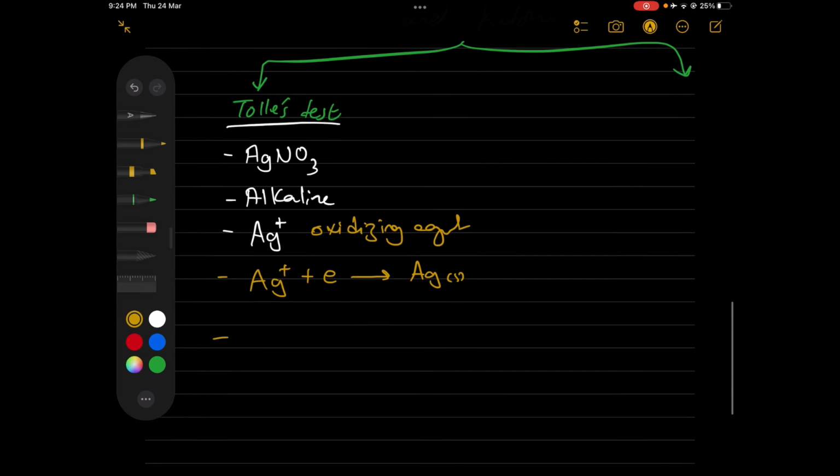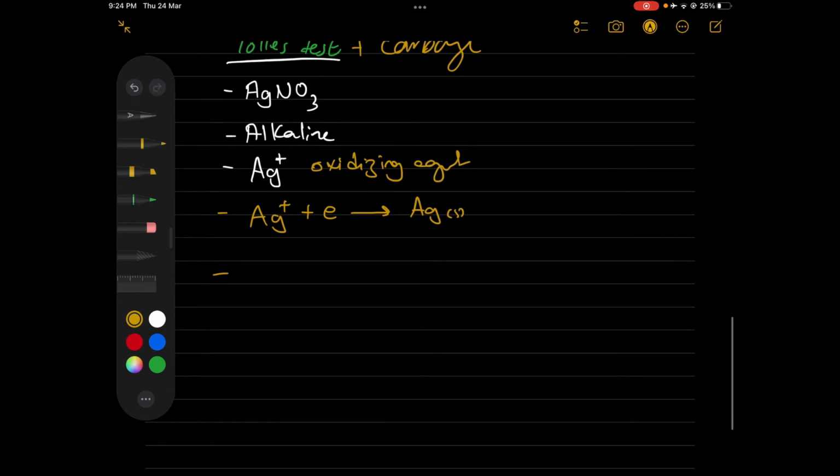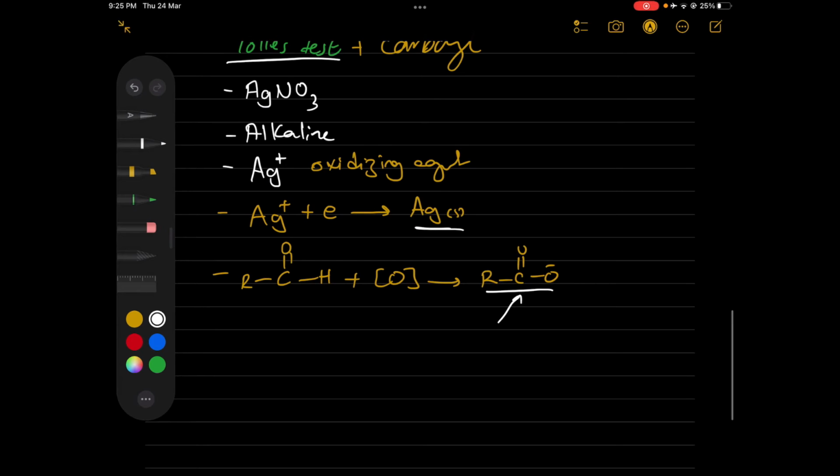We mix the Tollens reagent with the carbonyl compound, and we heat it, by the way. So what will happen to the carbonyl compound? Suppose that the carbonyl compound is an aldehyde, and it looks like this, and here we have the other group. Once you add the Tollens reagent, it will be oxidized and change to a carboxylate, C double bond O, and here we have a negative charge. It looks like a carboxylic acid here. So this one is oxidized, but the silver itself will be reduced.